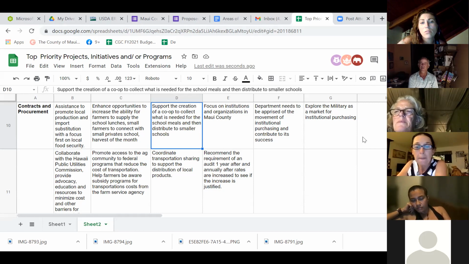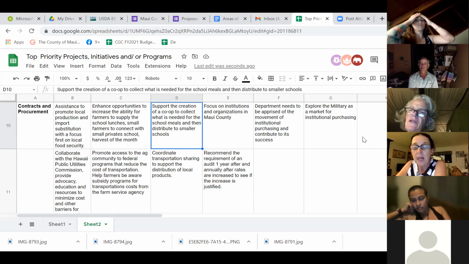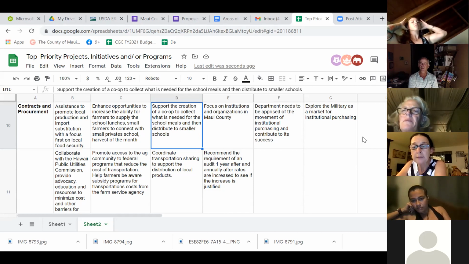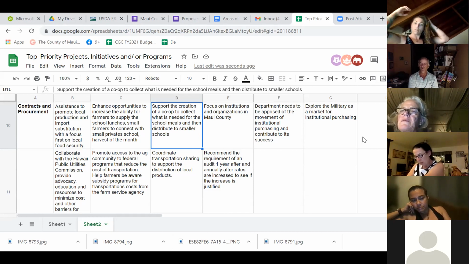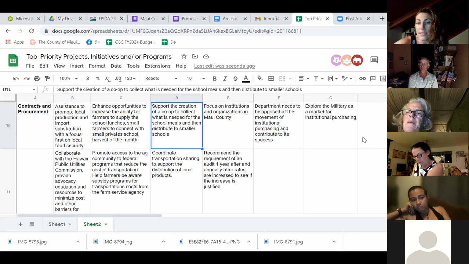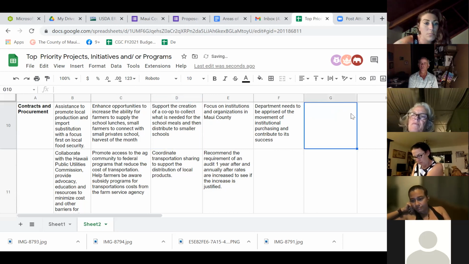Then I think exploring the military as a market for institutional purchasing could be something that could be done after 5 years, like some of the other things. I don't know if that's something that really is going to be crucial for the first 5 years. I agree. Okay, so we're gonna take that out.